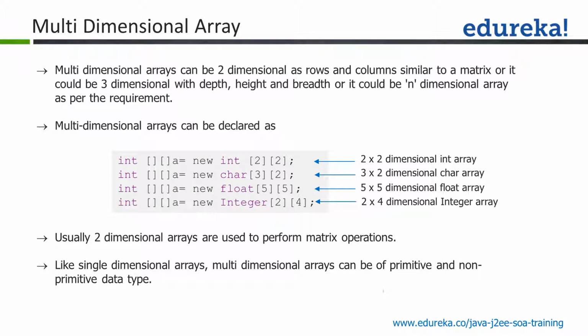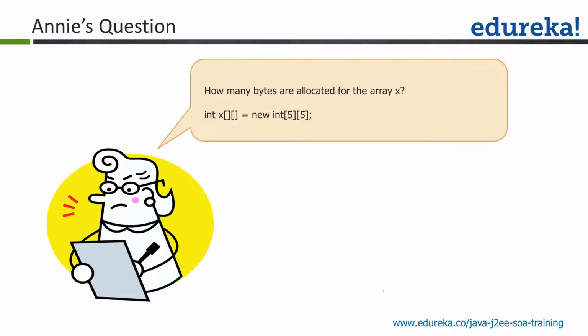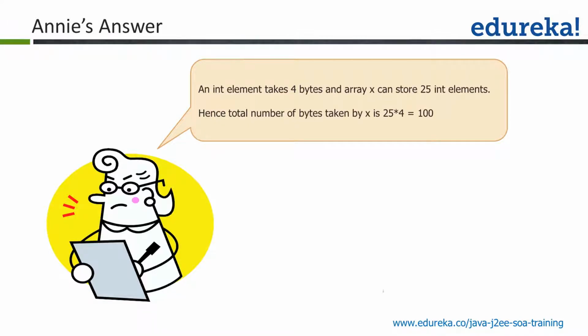You can use multi-dimensional arrays to perform some matrix operations. This is one question on your arrays. If there is an array of integers of 5 and 5, it means there are a total of 25 elements in the array. If one integer takes 4 bytes, then 25 into 4 gives the output as 100 bytes of memory. So when you create an array, it takes space in the memory. How can you calculate the space? You calculate the number of variables, the size of the array, and multiply it with the size of one variable which it is going to take.